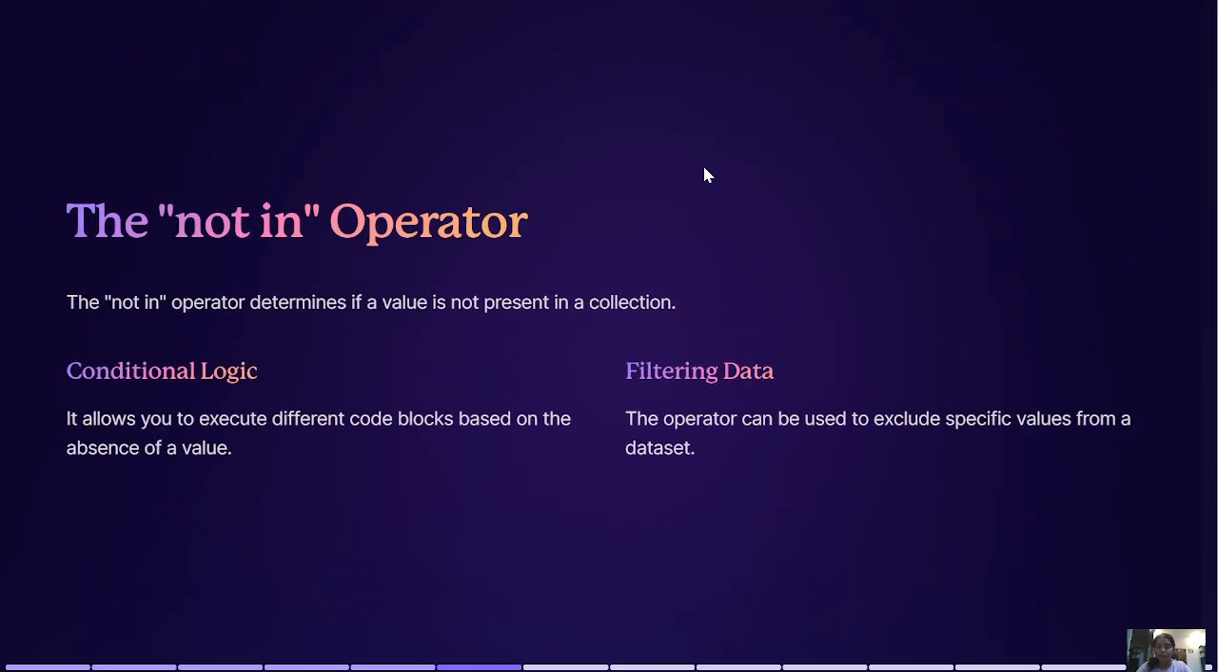Coming to the not in operator. The not in operator determines if a value is not present in a collection. Coming to the conditional logic, it allows you to execute different code blocks based on the absence of the value, and filtering the data. The operator can be used to exclude specific values from a data set.